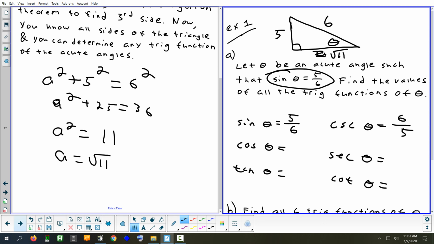Square root of 11 over 6. Now, is that okay for a final answer? I mean, is there anything wrong with that? No? That's fine. Nothing wrong with that at all. Let's look at tangent.